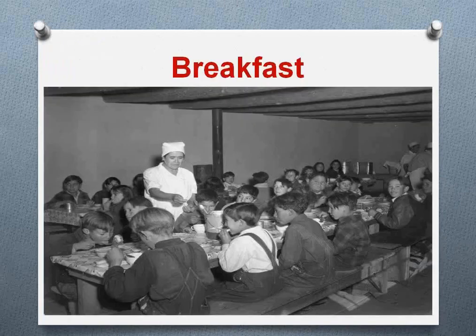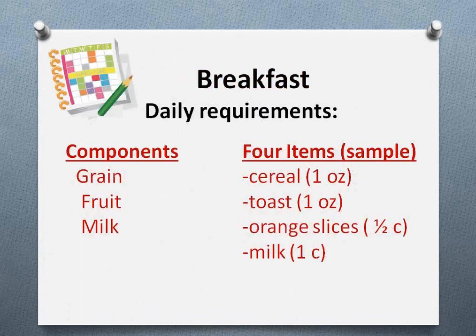Things have certainly changed over the years with the breakfast program, and this year is no different than others. We have some new things that we're putting into place, but as you can see in these pictures, we've come a long way from where we started. The breakfast requirements now are 3 components: the grain, fruit, and milk groups, and each day a student must be offered 4 items. A sample of this would be 1 ounce of cereal, a 1 ounce slice of toast, 1/2 cup of orange slices, and 1 cup of milk.